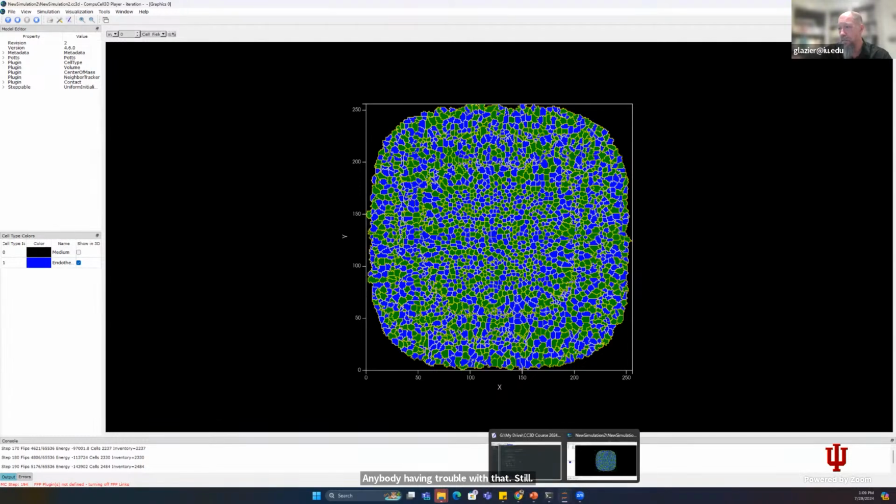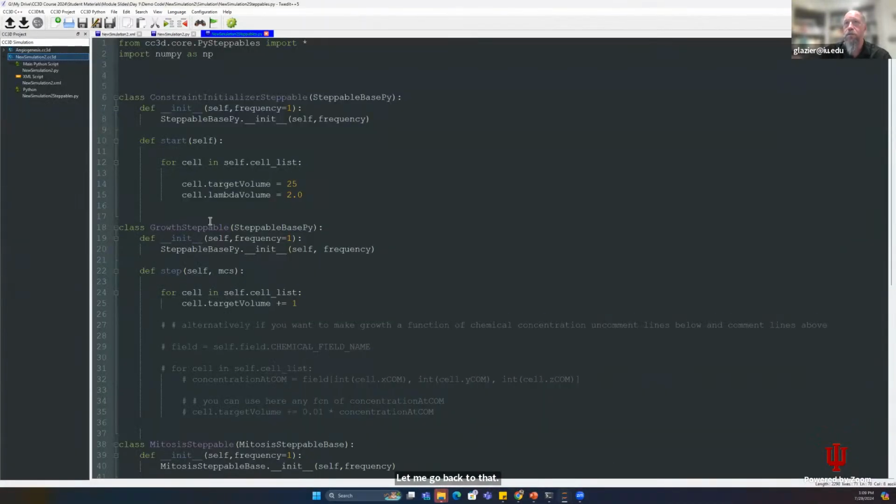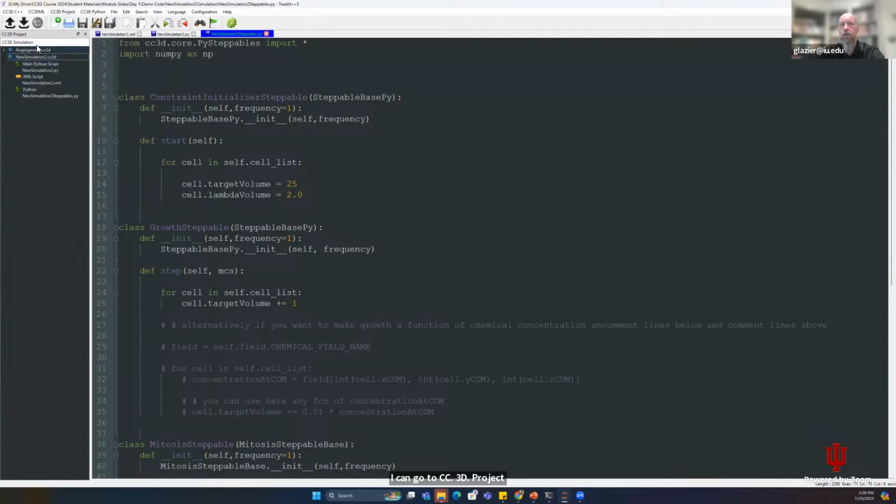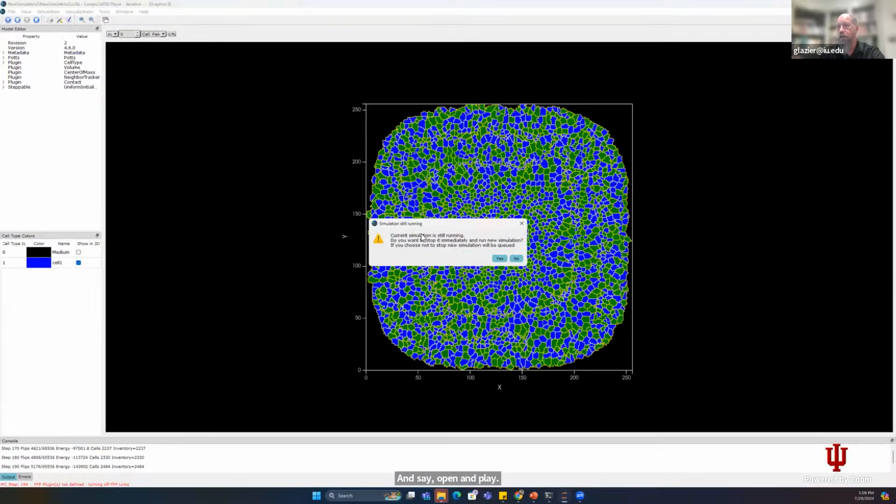Let me go back to that. Here is Twedit. In Twedit, I select the name of the simulation here. I can go to CC3D project and say open in player here, or I could right click on it and say open in player. And again, if I go to player and it's got something running already, it'll ask me if I want to replace it with the current simulation.